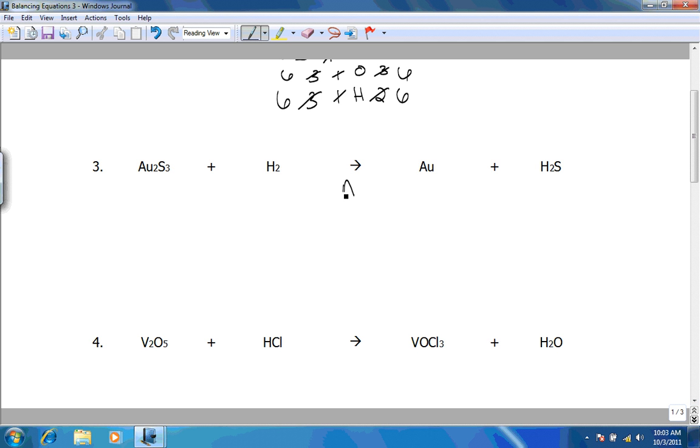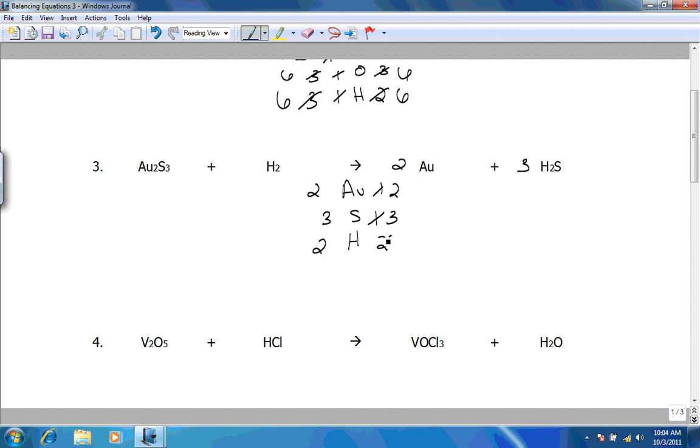Alright, we have gold, sulfur, and hydrogen in this one. We have 2 golds on the left and 1 on the right. 3 sulfurs on the left and 1 on the right. And hydrogens, we have 2 on the left and 2 on the right. So to get the golds balanced, I'm going to multiply the right-hand side by 2. Sulfurs, I have 3 sulfurs on the left. That means I want to multiply the right-hand side by 3.